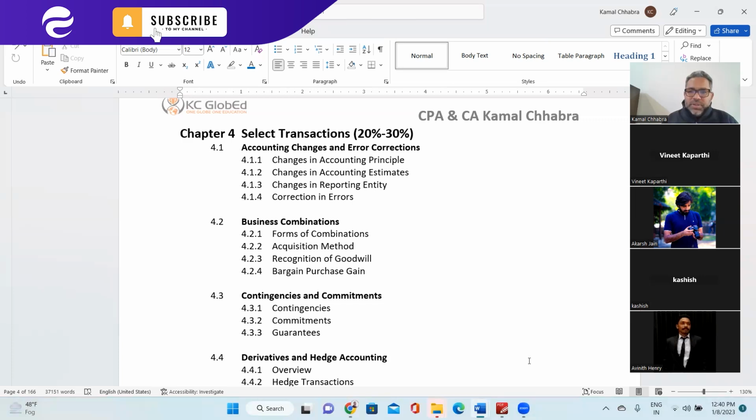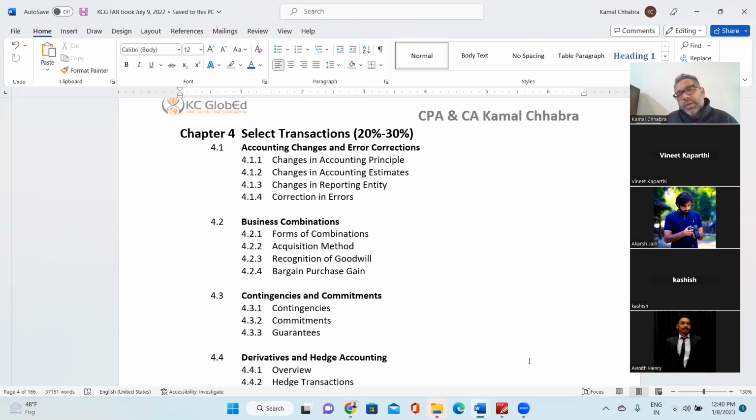What is change in estimation about? For example, you have heard about provision for doubtful debt. So what is provision for doubtful debt? Today, let's say on 31st December, out of whatever debtors you have in your accounts, there are some you are expecting you may not recover. So let's say in the previous year, 1% of the receivables were not recoverable. That's what you had assumed.